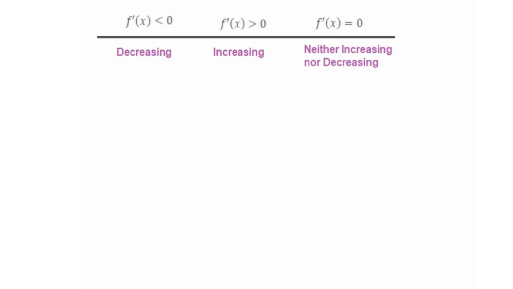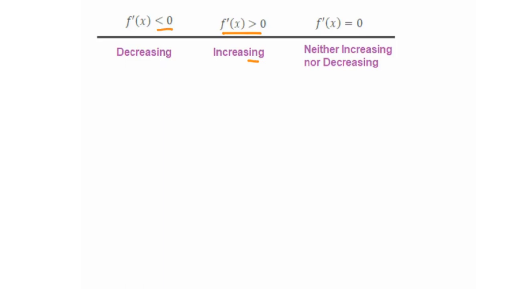Let's draw a conclusion about the relationship between derivative and the graph. When the derivative of f of x is less than 0, we know the graph is decreasing. When the derivative of f of x is greater than 0, we know the graph is increasing. What's the meaning for the derivative of f of x equal to 0? It means the graph is not increasing and not decreasing at that point.